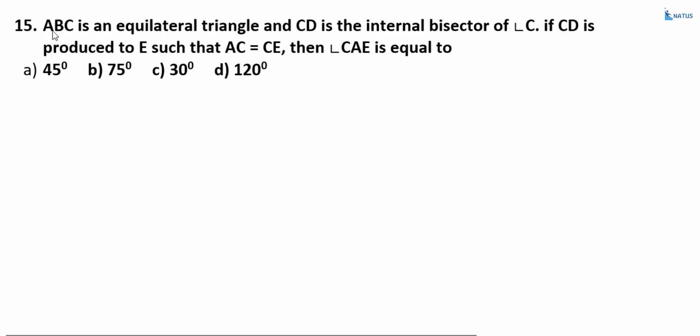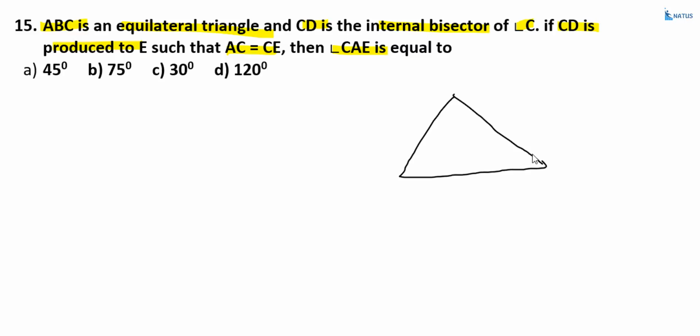Next example. If ABC is an equilateral triangle and CD is the internal bisector, that is nothing but the internal angular bisector of angle C. If CD is produced to E such that AC is equal to CE, then angle CAE is equal to. That's what we require. Now, suppose ABC is an equilateral triangle.